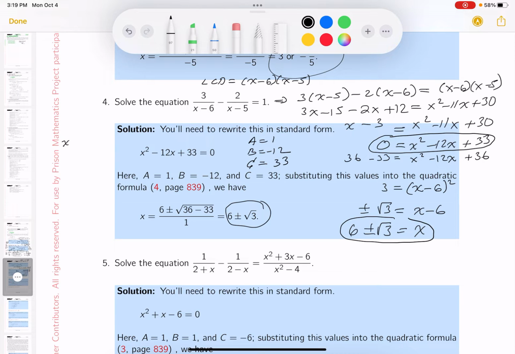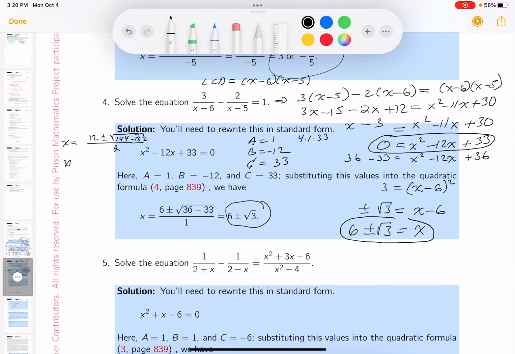X is, let's see, opposite of B was 12, plus or minus, that's going to be tough. So B squared, that's 144. That's over here. I got to do 4AC, right? So 4 times 1, and C is 33. What would that give you? I'll give you 132, right? Over twice A, which is 2. I got a lot of work to do, don't I?